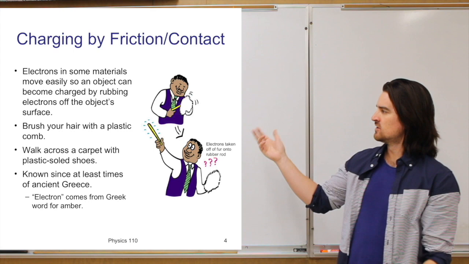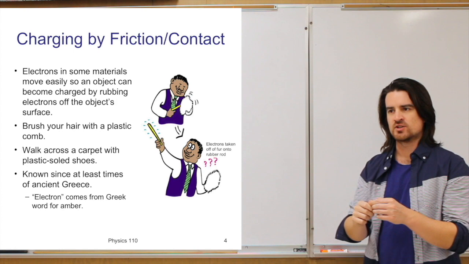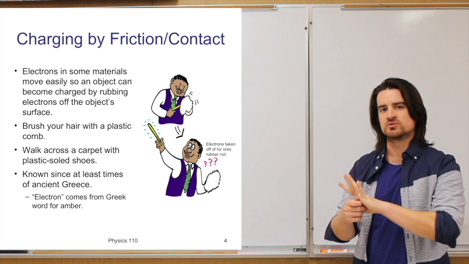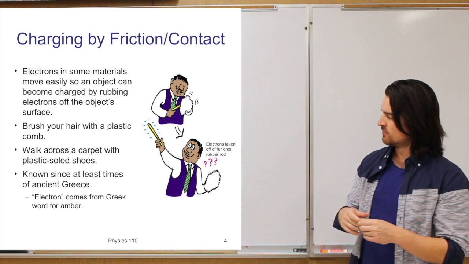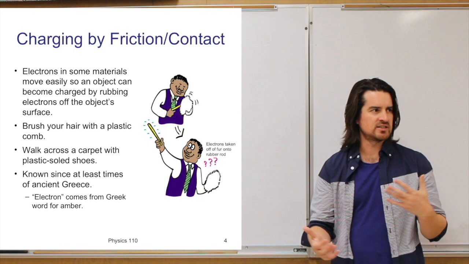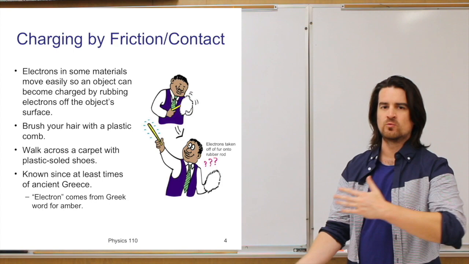This also happens when you brush your hair with a plastic comb. You might notice that your hair starts to cling to the comb, or excess hair or dust starts to cling to the comb, and that has to do with the comb becoming electrically charged. It also happens when you walk across carpet. Rubbing across the carpet, you're stripping electrons either off the carpet or off your shoe onto the carpet. It's not always clear which way the electrons are going, but the general idea is that when you cause things to be charged in this way, you're just moving electrons from one object to another.